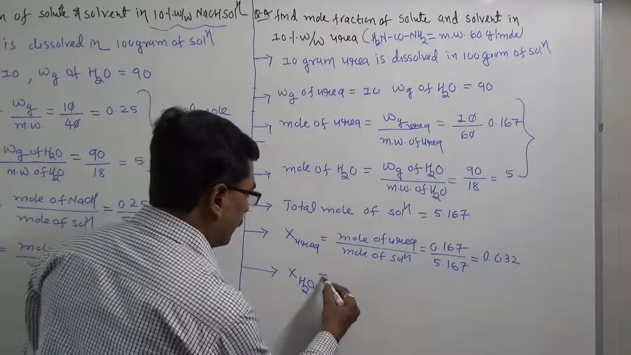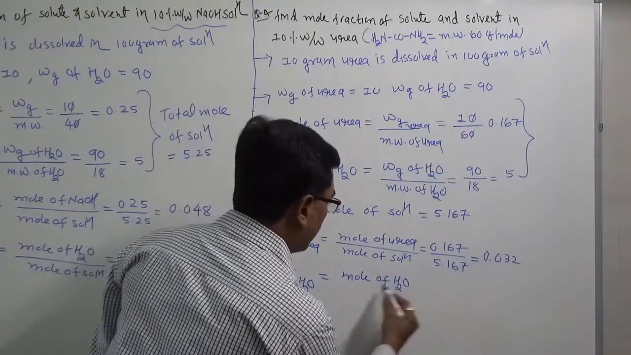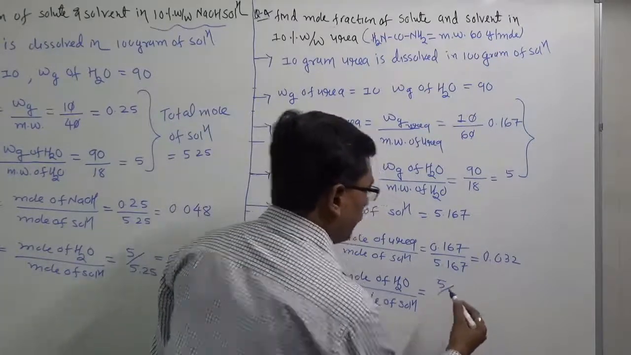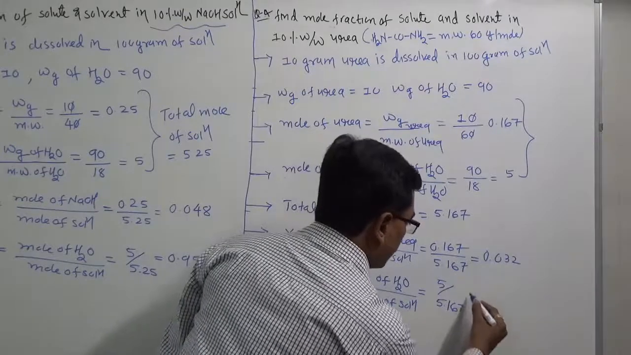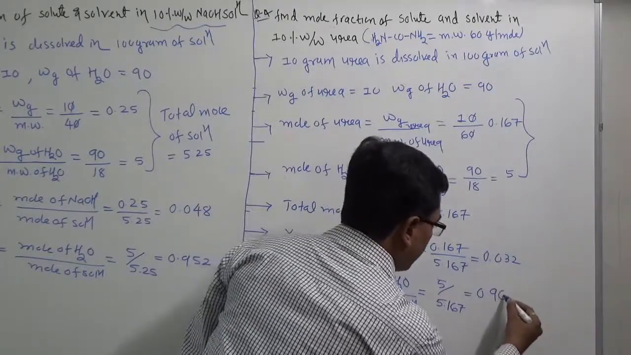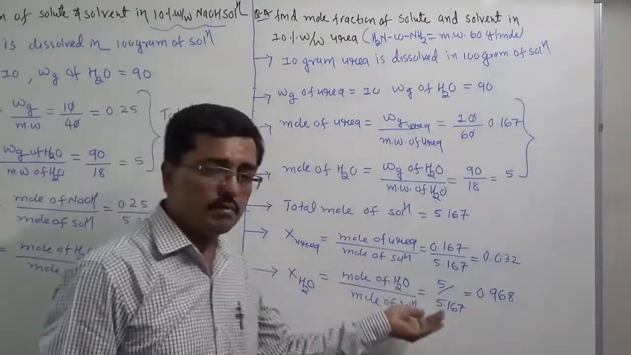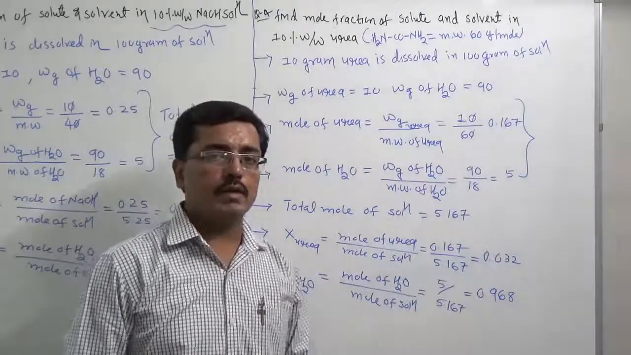Now you have to find out the mole fraction of water. Mole fraction of water equals mole of water divided by mole of solution. Mole of water is 5 and mole of solution is 5.167. So with simplification of this you will get 0.968, or you can do it by the theoretical method, 1 minus 0.032, you will get the answer 0.968.